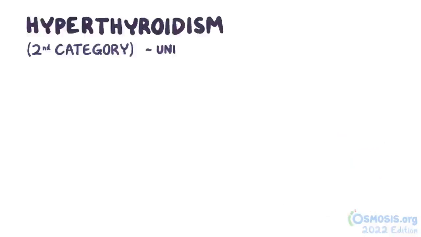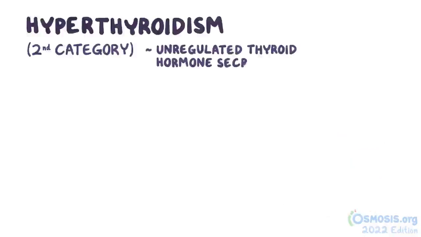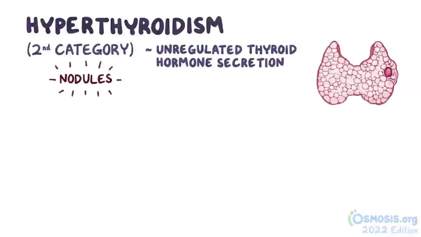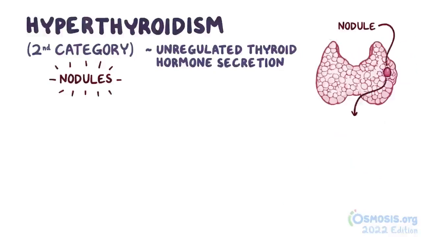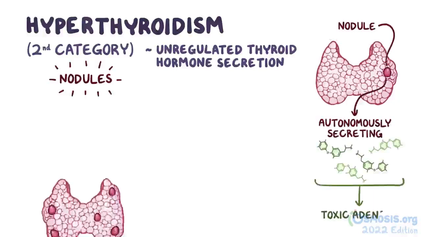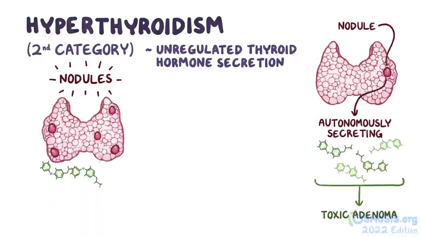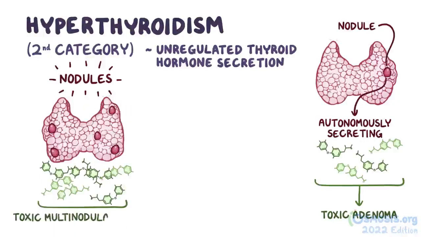Okay, now the second category of hyperthyroidism is unregulated thyroid hormone secretion, and the key word here is nodules. Basically, either one nodule forms in the thyroid and starts autonomously secreting thyroid hormones. We call this toxic adenoma. Or more nodules sprout in the thyroid and do the same, which is called toxic multinodular goiter.